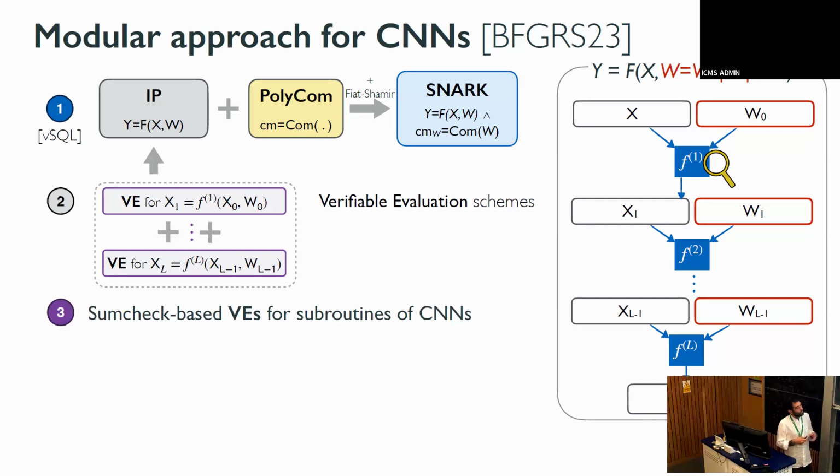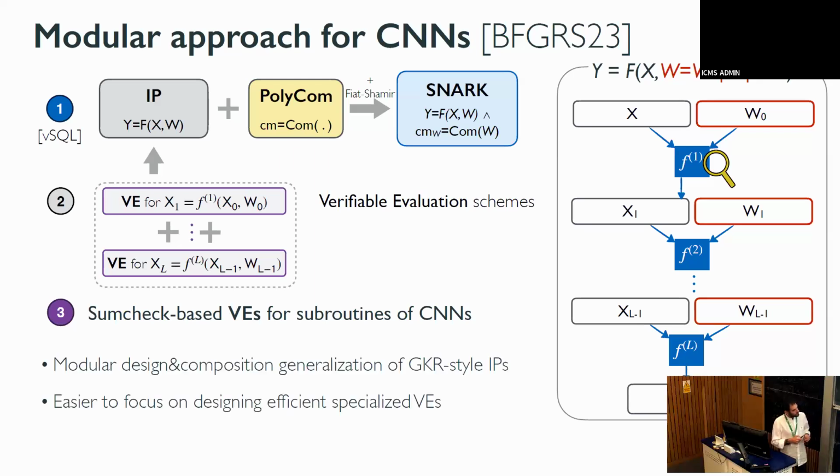And then once you have this framework, the nice thing is that now you can just focus on building verifiable evaluation schemes for example, the subroutines of a neural network. And if you think how these convolutional neural networks work, essentially you have to, for example, build a verifiable evaluation scheme for the convolutional layer, one for the activation function, and so on and so forth. Essentially, this is a kind of modular design and composition generalization of GKR style interactive proofs.